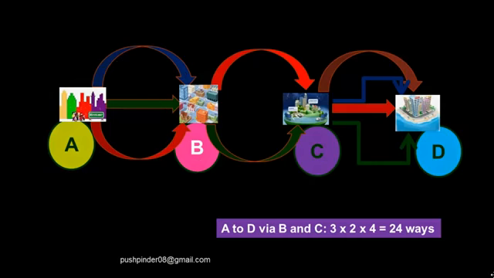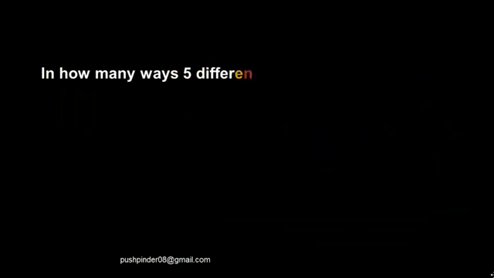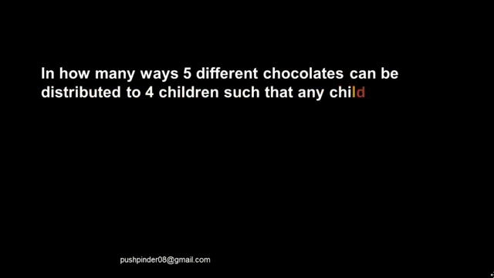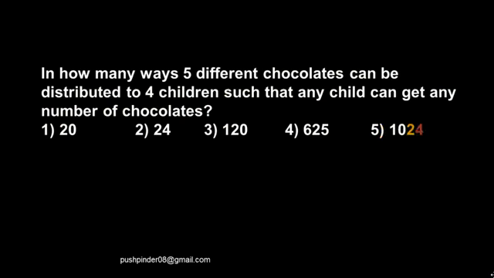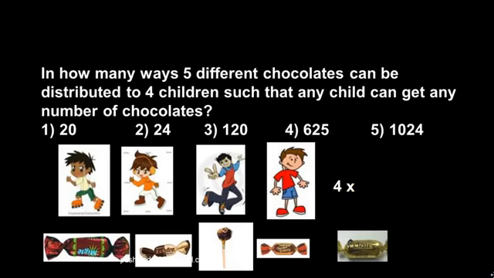Let's move forward to some complex scenarios. In how many different ways can 5 different chocolates be distributed to 4 children such that any child can get any number of chocolates? I need to do that.